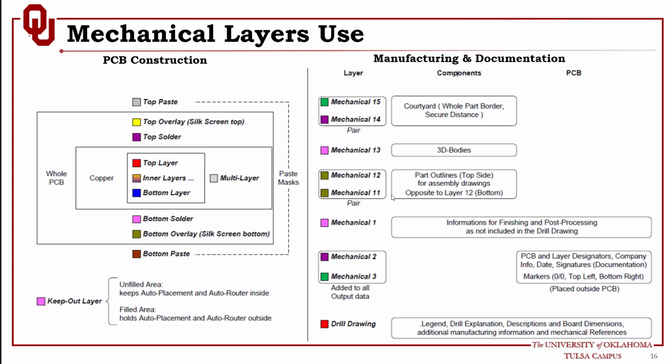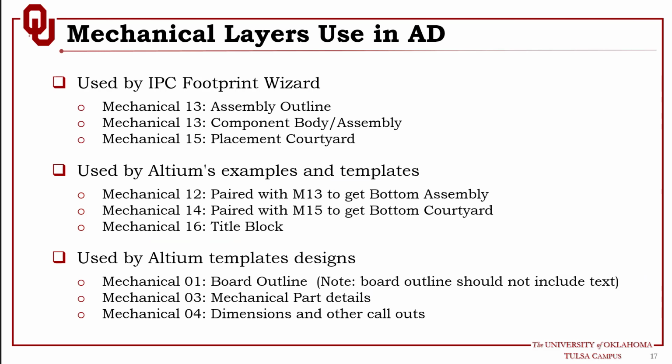Now the question is, how many mechanical layers can we create in Altium Designer? Starting from Altium Designer 19, there is no limit for the number of mechanical layers. Before Altium Designer 19, the number of mechanical layers, I think, was limited to 255. But starting from Altium Designer 19, the mechanical layer number is not limited at all. Now, let me show you some examples.